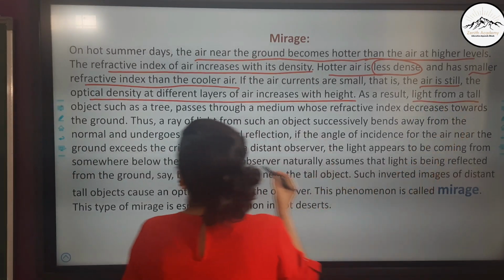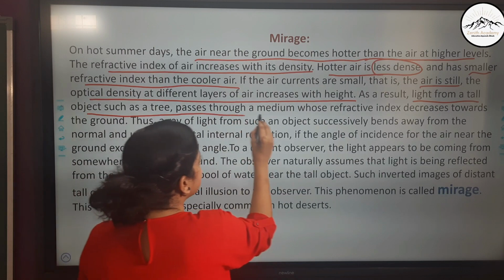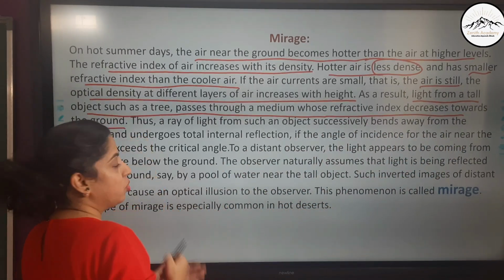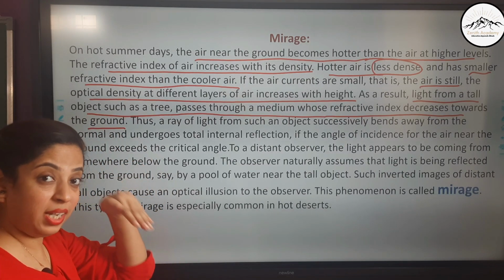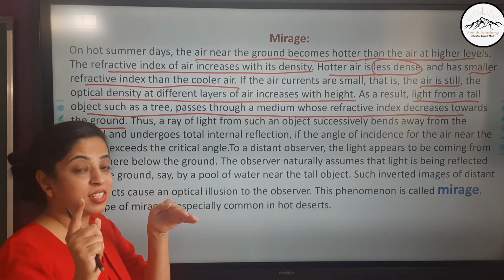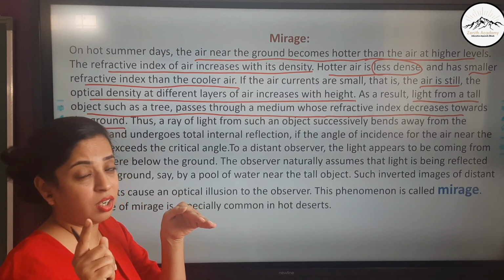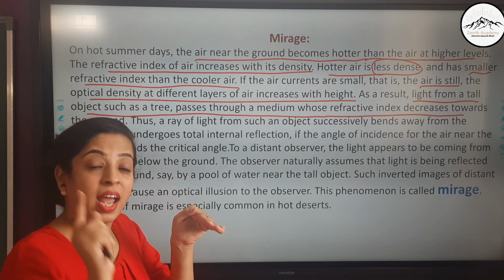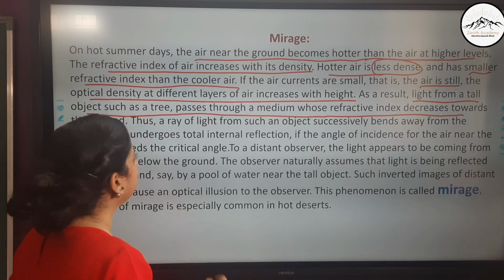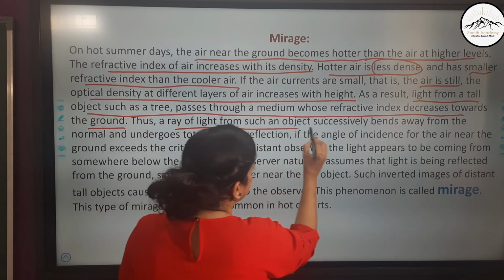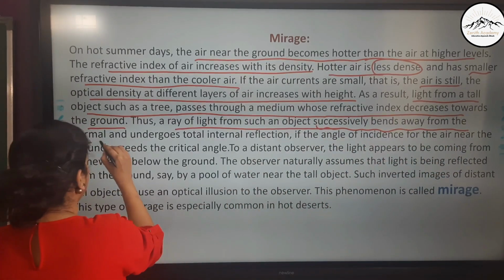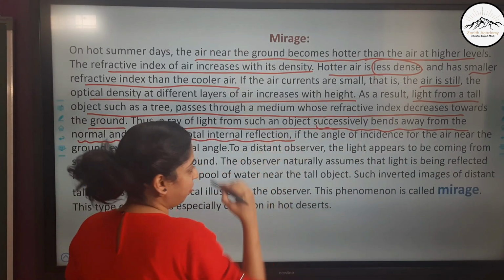As a result, light from a tall object such as a tree passes through a medium whose refractive index decreases towards the ground. So when light from the tree is falling in a medium such that the refractive index is going down, we already studied where total internal reflection will happen: when light will go from denser to rarer. So from dense to rare it is going. Thus a ray of light from such an object successively bends away from the normal and undergoes total internal reflection.